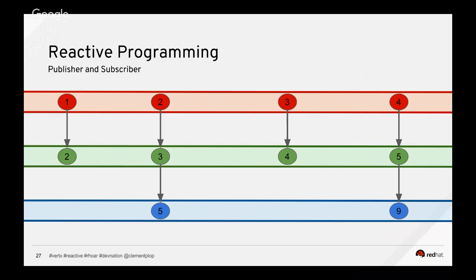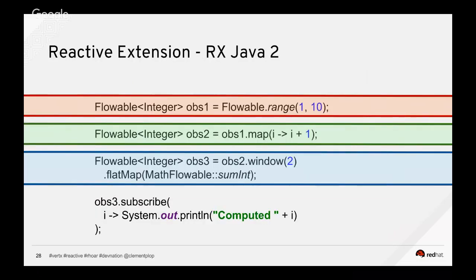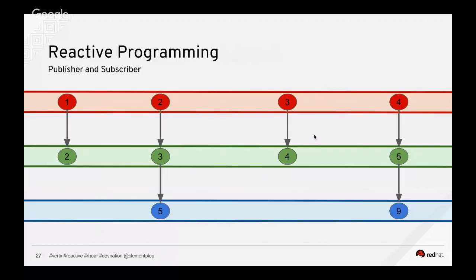If I want to express this using Java, for example RxJava 2, I will do it like that. First, I have a stream named flowable of integer, which will be all the integers from 1 to 10. And then I have my green stream, which will subscribe to or observe the red stream, obs1, and map all the values to the value +1. Okay, why not? So this will be my green stream, and will be exactly this. So for 1, it will give 2, 2 gives 3, and so on.